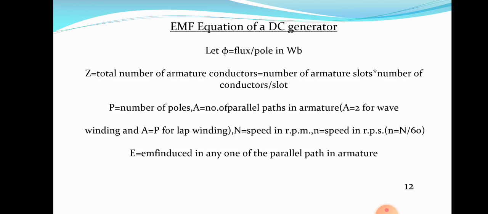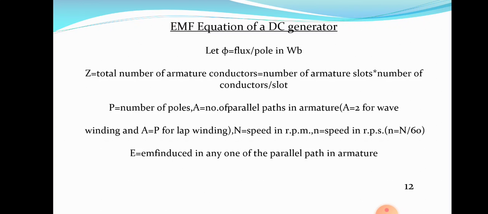We can concentrate on this topic in the later class. So two types of armature windings are there. At least you have to understand armature windings are of two types: lap winding and wave winding. In the case of wave winding, the number of armature parallel paths is always fixed, always constant. A is equal to 2 in the case of wave winding.